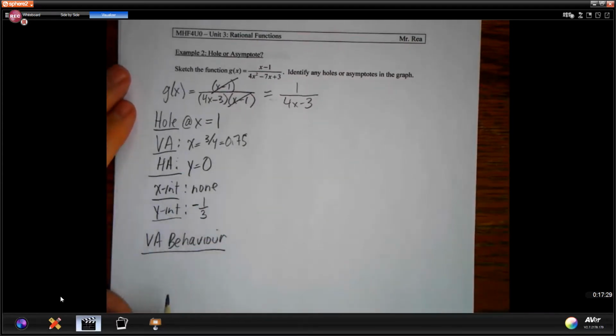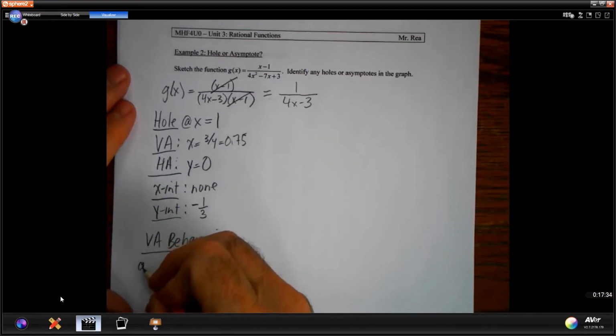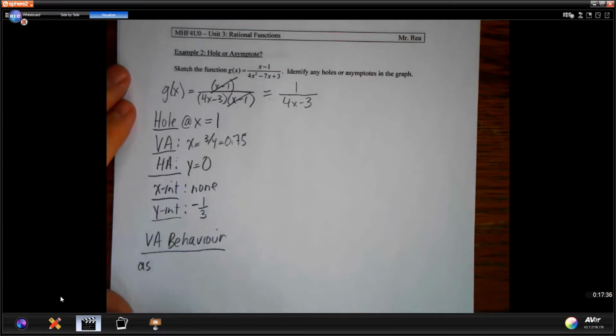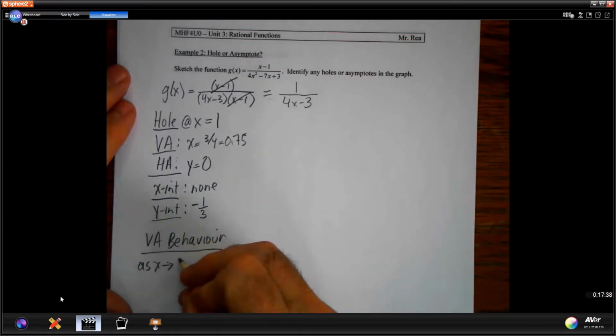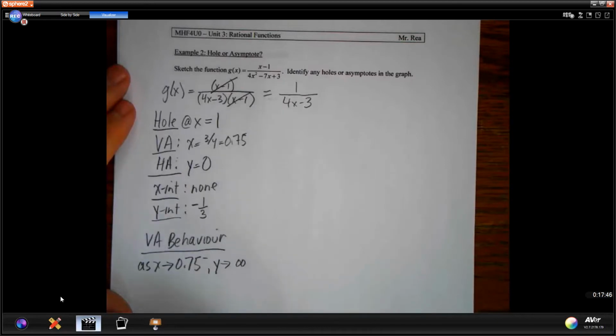Okay, and I know there's a vertical asymptote at 0.75, so I'll be approaching that from both sides. As x approaches 0.75 from the left, the negative side, I know that y will go towards infinity. Which one, we don't know. We'll do that in a second. And then we do the other side from the right, the positive side.